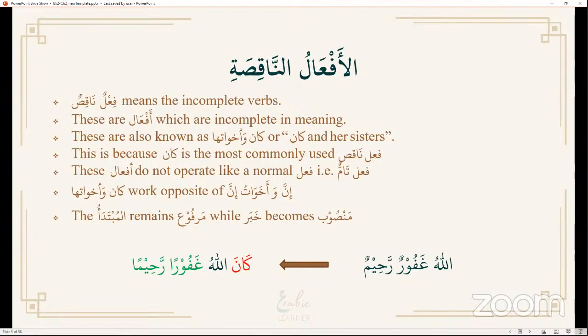Okay. But since there are some words which belong to the Kaana family, meaning the sisters of Kaana, which are coming in this chapter, chapter number 2, that is why I gave some introduction of Kaana here. So inshallah, when you go to surf class, it will become easy for you to understand Kaana. So what is the meaning of this now? Here the meaning was Allah is forgiving and merciful. So what will be the meaning of this sentence now with Kaana?